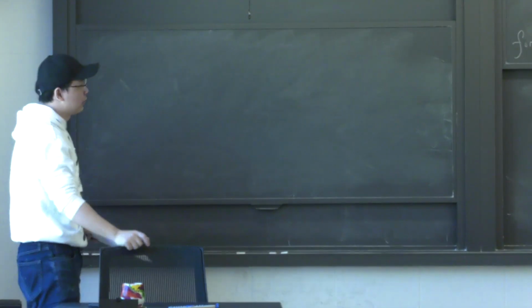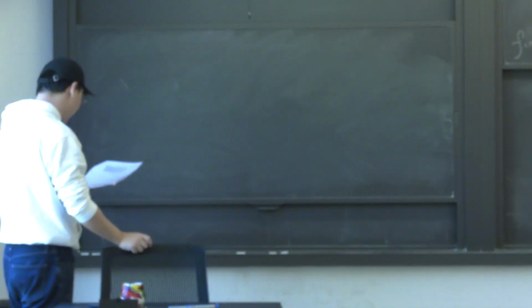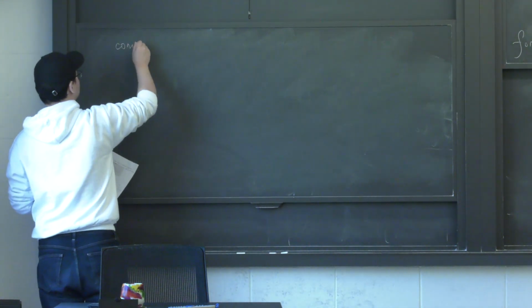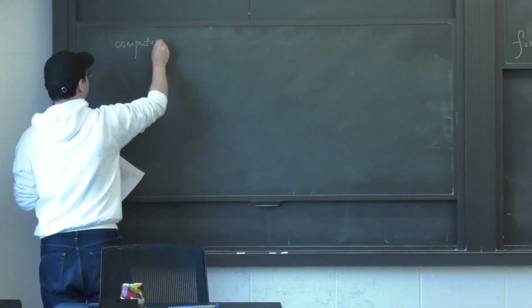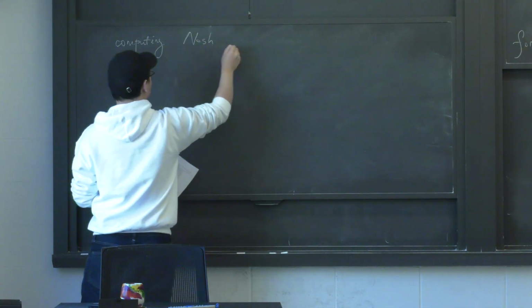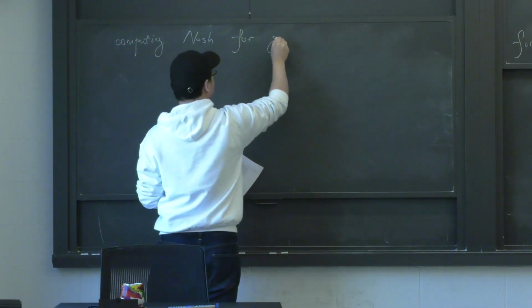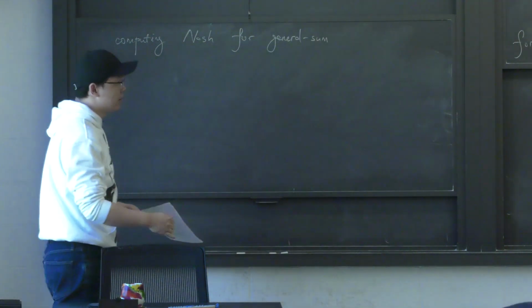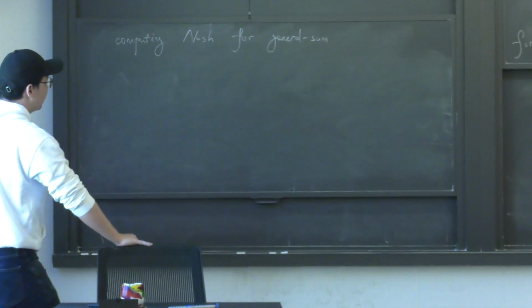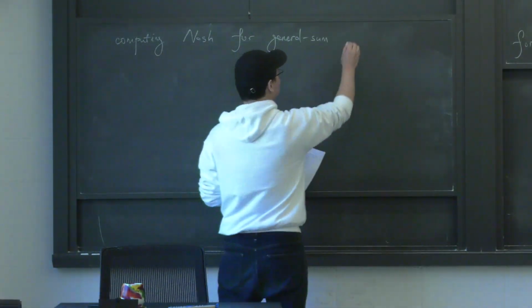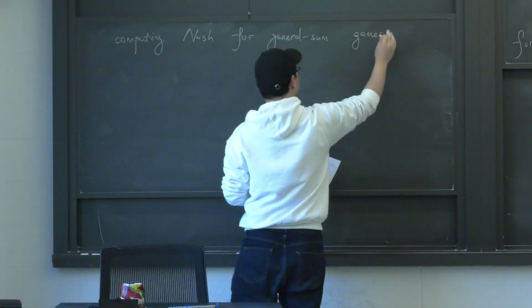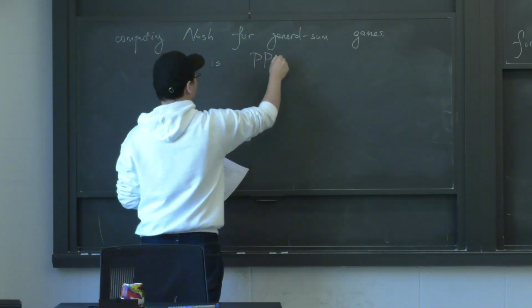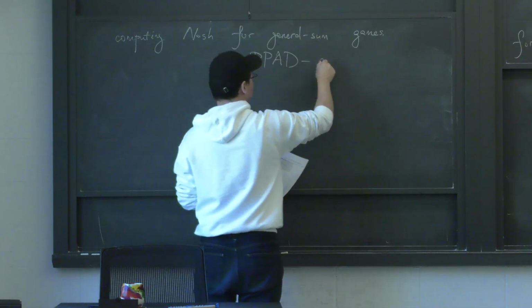So it turns out by doing this vanilla algorithm, there's one very important problem. That is computing Nash equilibrium for general sum game, basically anything beyond zero sum game. For zero sum game, Nash equilibrium is still fast to compute, but for general sum game, it is so-called PPAD hard, PPAD complete.